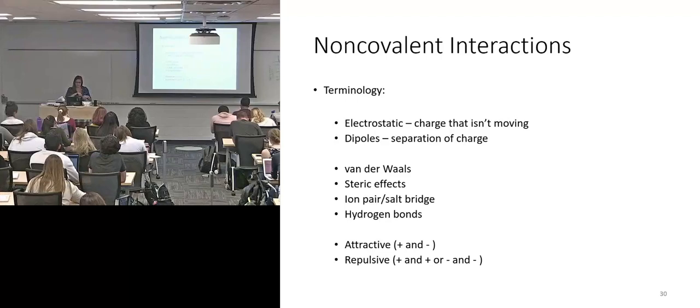Okay, so we can have van der Waals interactions, we can have an ion pair or salt bridge, hydrogen bonding. Steric effects are generally going to be repulsive. We're talking about physical interactions between these two things based on their distance apart or their size. And any of these interactions could be attractive, meaning two different charges are coming together, or repulsive.